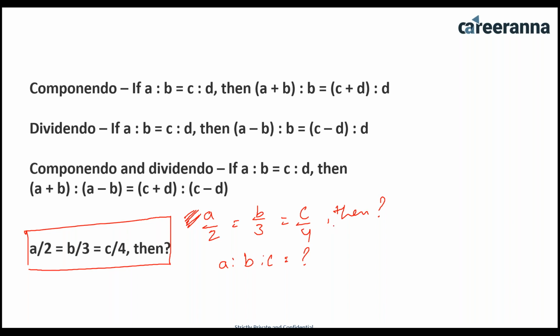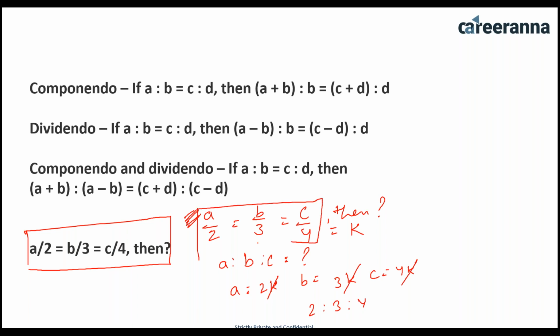It is very simple. What you can do is assume this to be k. Now a will be 2k, b will be 3k, c will be 4k. If I try to find out the ratio, it will be 2 is to 3 is to 4. So I can memorize a result. If a by a number equals b by another number equals c by a third number, then the ratio of a is to b is to c is the same, like 2 is to 3 is to 4. Is it clear to all?